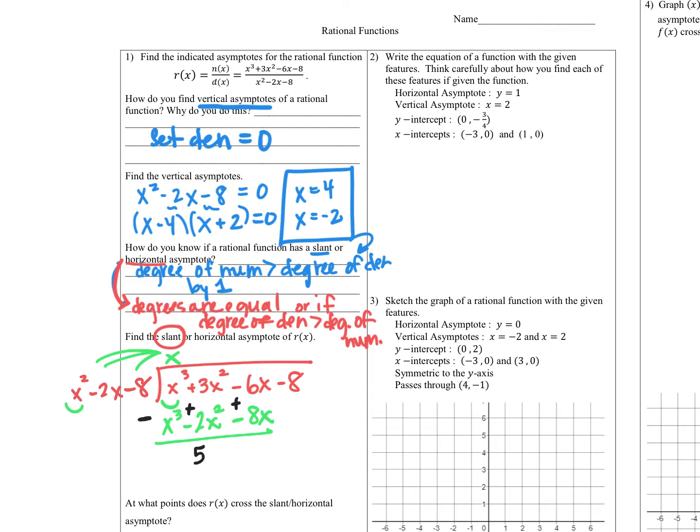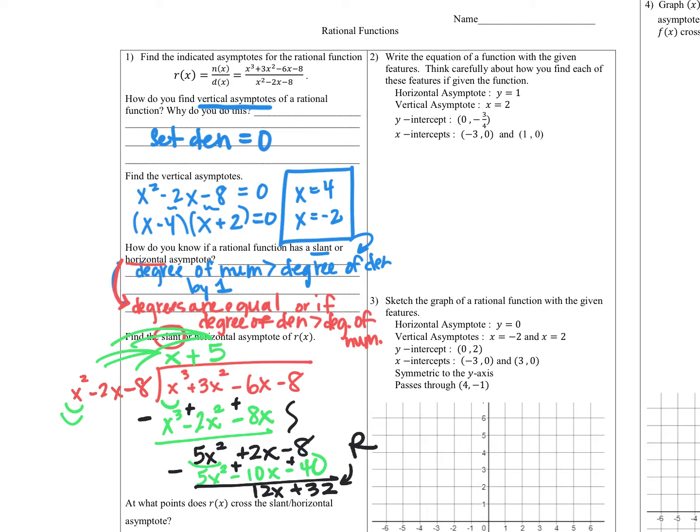So we're going to have 5x squared plus 2x. Then we can bring down that minus 8 and start that process over again. We say x squared times what will make 5x squared this time? We're going to say plus 5. Then again, that can distribute. So we're going to have 5x squared minus 10x minus 40. Change our signs, minus, plus, plus. And so we're going to get a 12x, and that will be a plus 32. So that's our remainder.